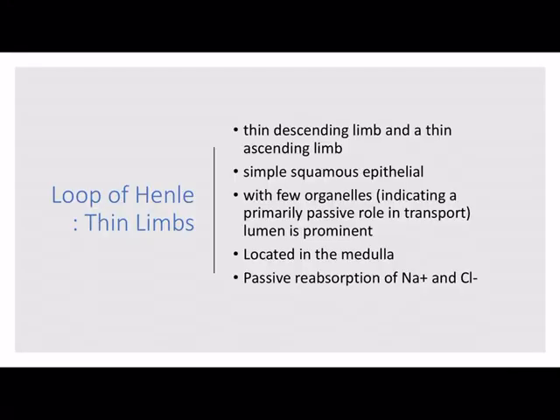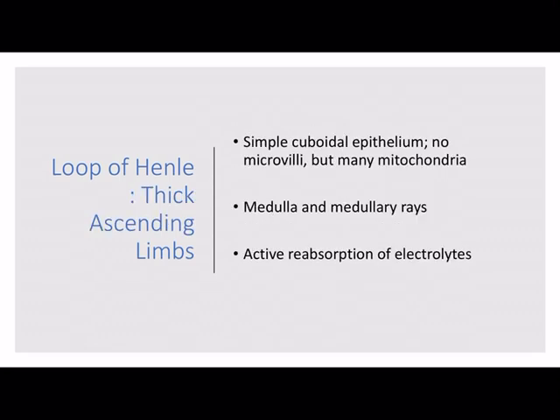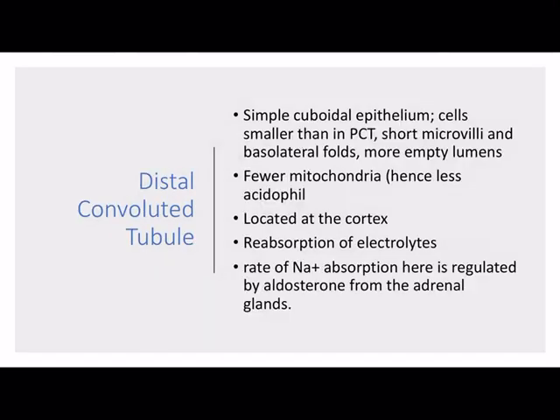So you have now your loop of Henle, the thin descending limb and the thin ascending limb. It has a simple squamous epithelium, few organelles, located in the medulla, and the passive reabsorption of sodium and chloride. Now you have your loop of Henle, the thick ascending limb. This is simple cuboidal epithelium, no microvilli but many mitochondria. They are located in the medulla and medullary rays, with active reabsorption of electrolytes.